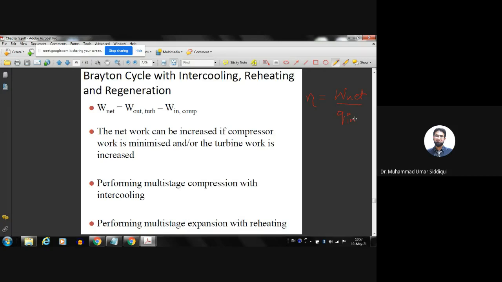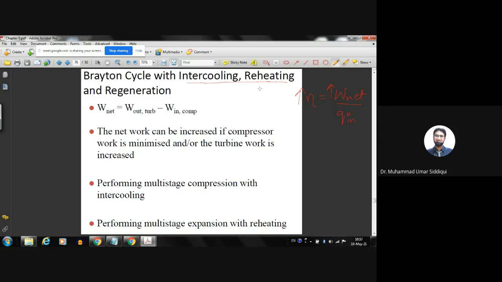But this time, instead of working over Q in, we are going to work over W net. Okay, so we are going to introduce the concept of intercooling and reheating, and based on the intercooling and reheating, this is going to increase the W net, and as the W net is increased, the efficiency will be increased.